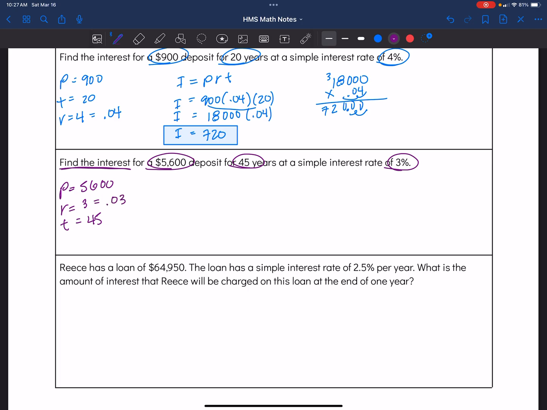And again, that's important. So my formula, I equals PRT. I equals 5,600 times 0.03 times 45.